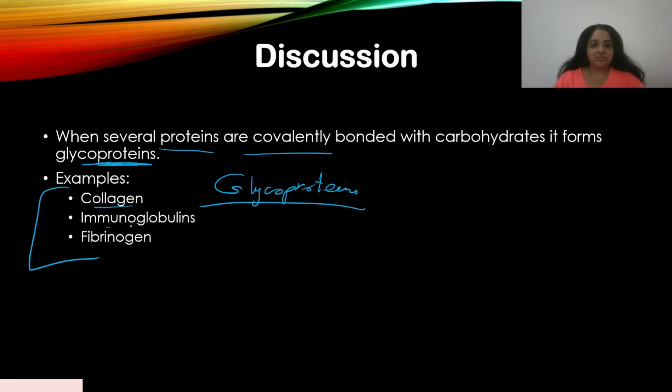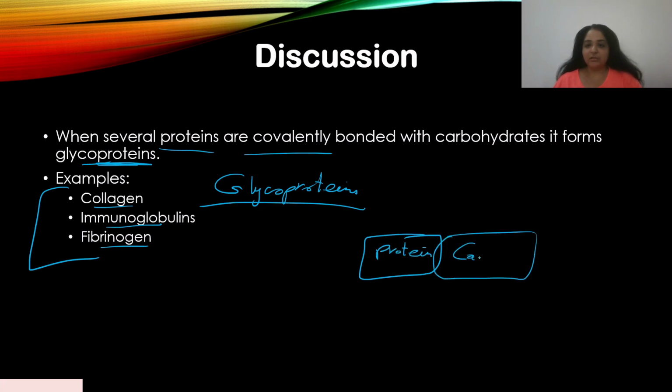There's collagen, there's immunoglobulins, fibrinogen, all these are examples of glycoproteins. So you have a protein part and you have a carbohydrate part, together they form glycoproteins. Pretty simple from the word itself, glyco, so you know that they're talking about carbohydrates.